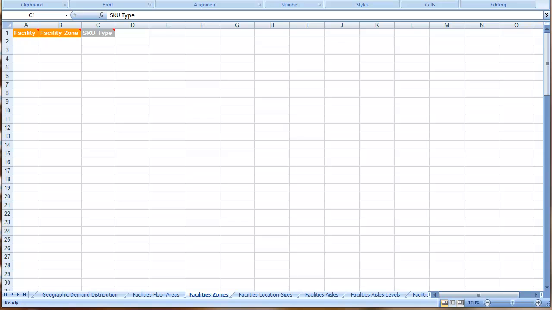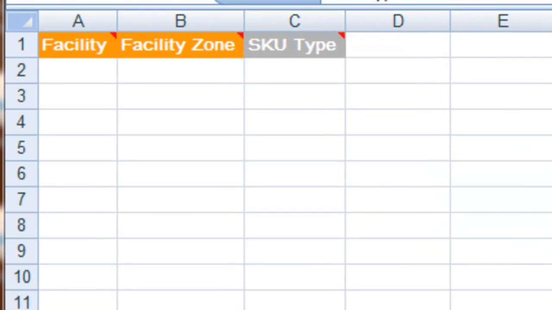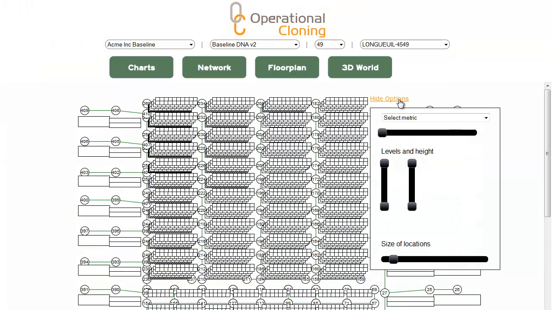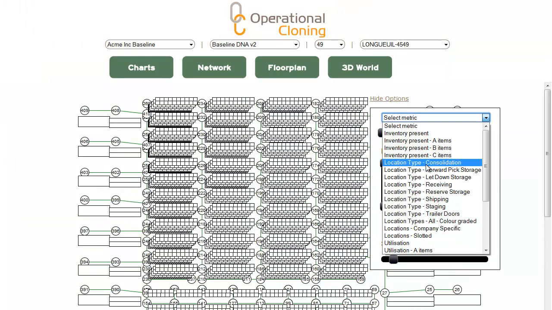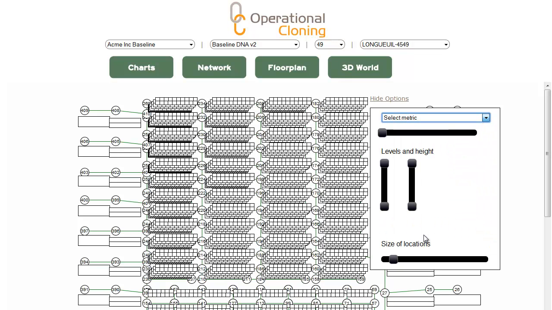Facility zone groups storage locations logically for the purpose of controlling the flow of inventory through the facility. Facility zones are a logical subdivision of facility and can be used to control, among other things, the placement of SKUs in the facility during put-away. In our example, we use the standard zones predefined in OC.